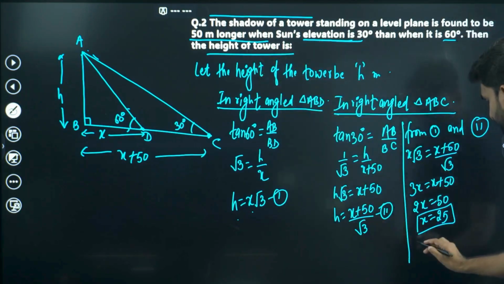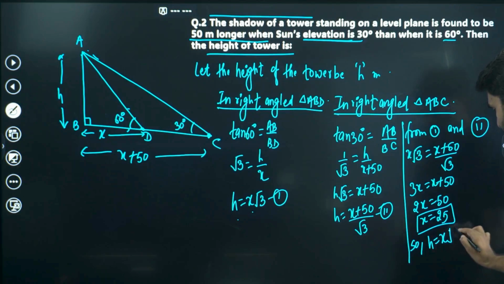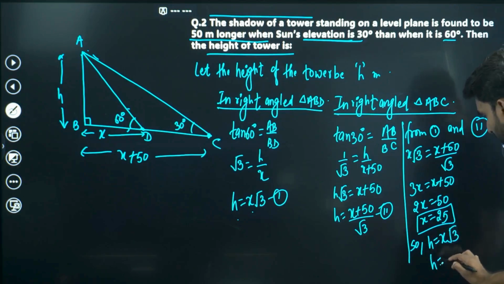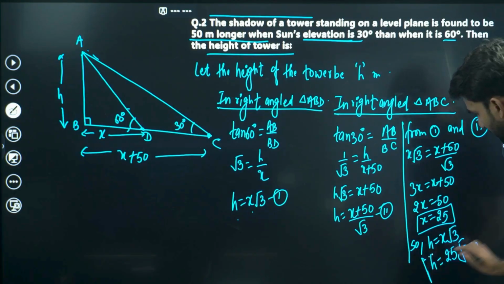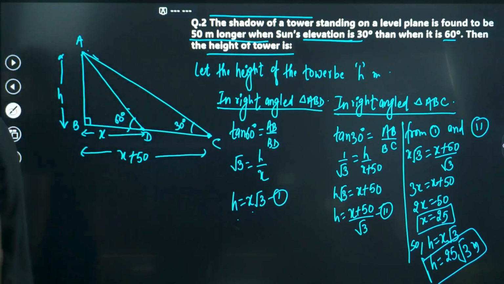So now, h equals x root 3, and we have already calculated the value of x, so h is equal to 25 root 3. This is the answer. So it is the height of the tower in this question.